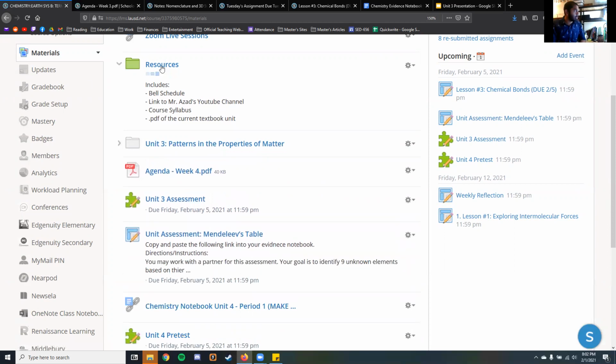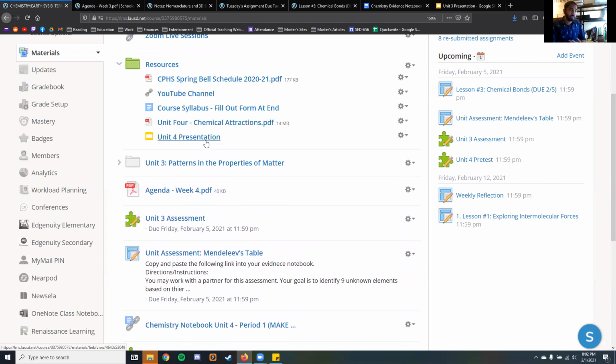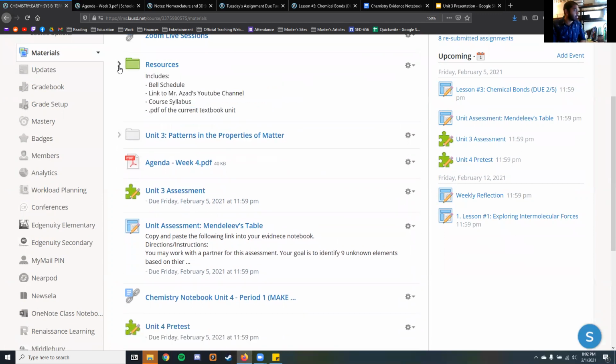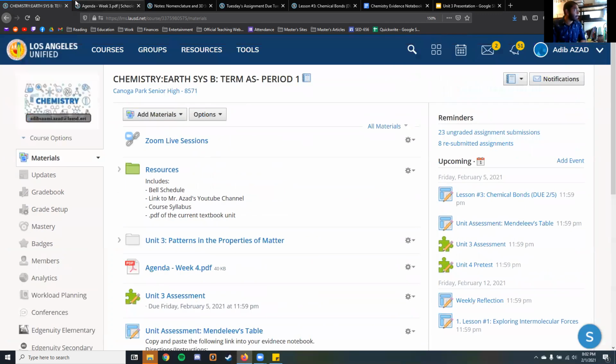Inside the resources tab now is the new unit, the unit 4 textbook, as well as the unit 4 presentation. We're not going into that today.